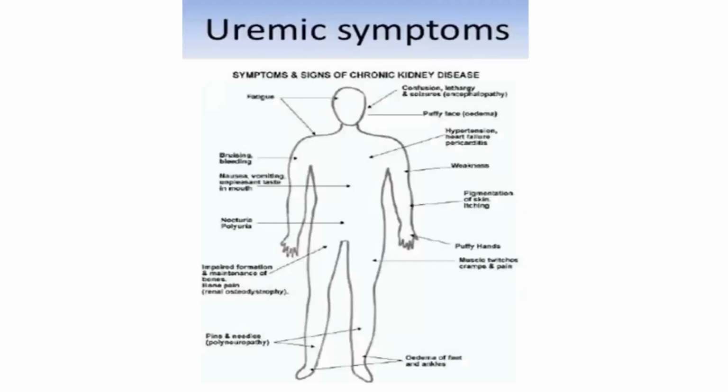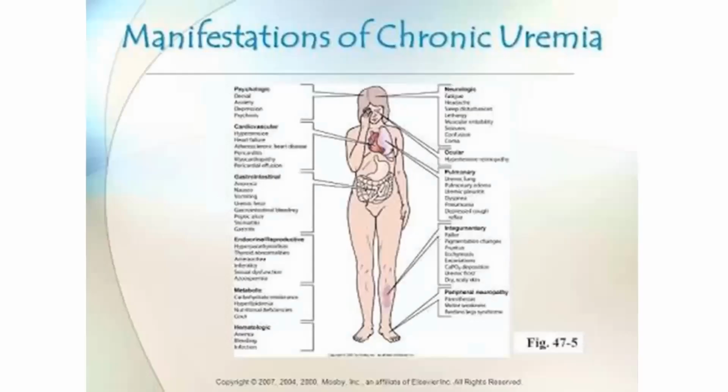Now, this diagram shows the uremic symptoms. You can very well see from the diagram that almost the entire body is affected when a person develops uremia. Again, different manifestations of the uremia, psychiatric, cardiovascular, cardiac, gastrointestinal, fluid electrolytes, metabolic, all the complications can be seen in patients with uremia. This we will be discussing in detail.